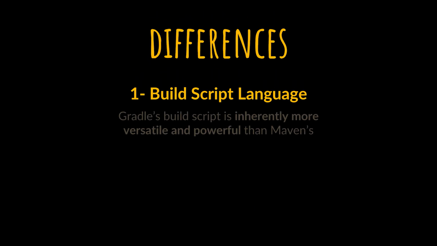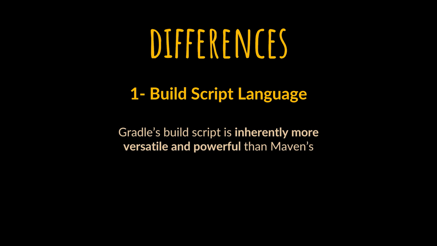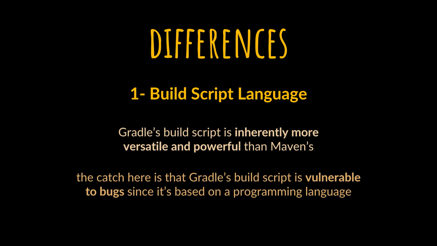1. Build script language. Gradle's build script is inherently more versatile and powerful than Maven's. This is because Gradle is based on the Groovy programming language, while Maven's is based on the XML markup language. The catch here is that Gradle's build script is vulnerable to bugs since it's based on a programming language.